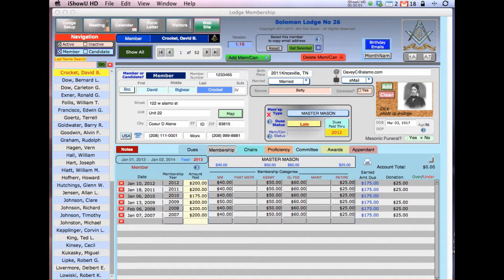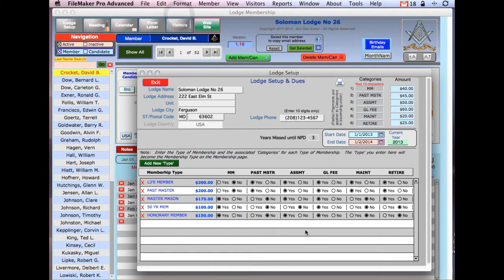One of the first things you should understand is there's a direct relationship between the information that's supplied when you enter dues payments and what's in Lodge Setup. If we go into Lodge Setup, you'll see this, and you need to understand that for a lodge type, say Master Mason, the total here, $175, is calculated by looking at the category, left to right, across here, as stipulated top to bottom here. For example, this Master Mason category type has $175.